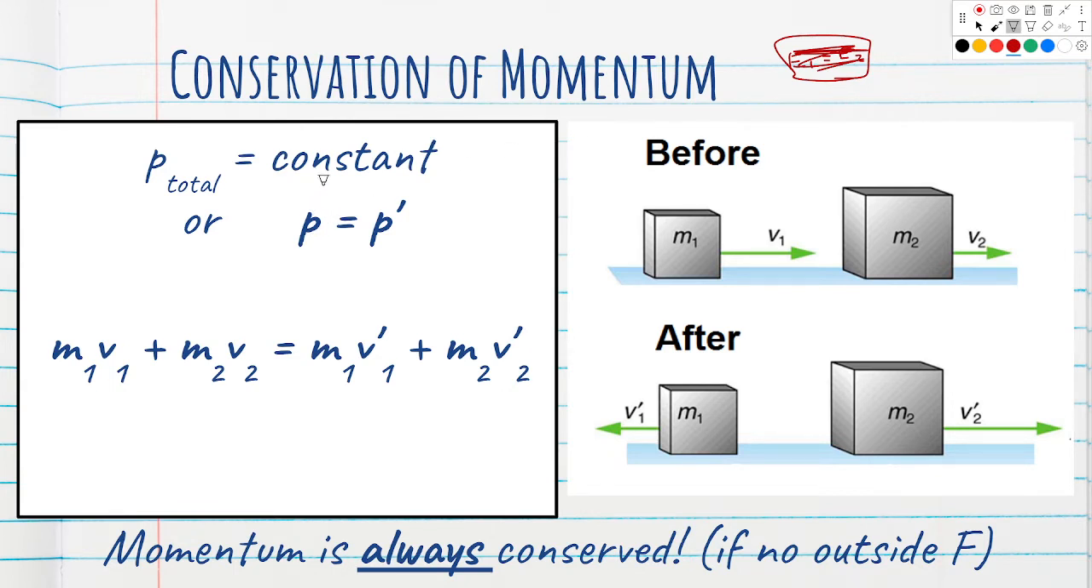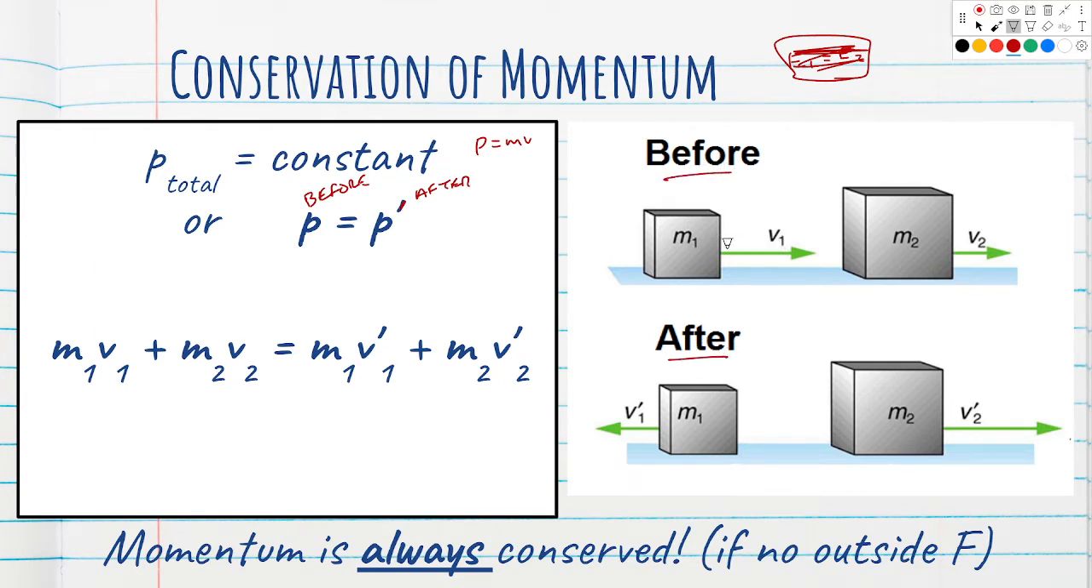And we mark this a little bit funny. The before just gets P, P for momentum. Remember that was mass times velocity. But this little tick mark right here, that means after. So here's the before picture and the after picture.